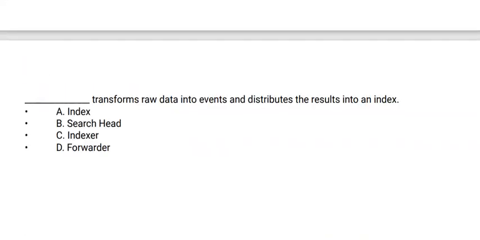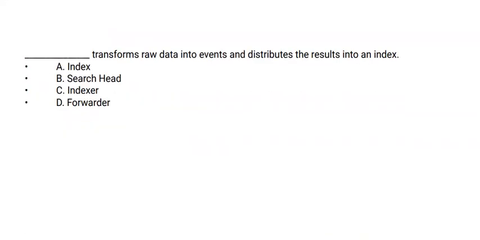Next question is, dash transforms raw data into events and distributes the results into an index. Options are option A, index, option B, search head, option C, indexer, and option D, forwarder. The correct option is option C.